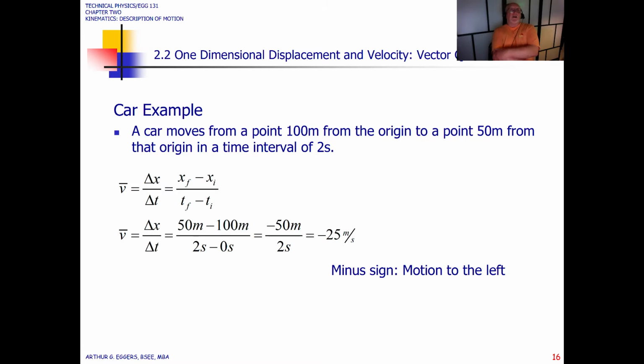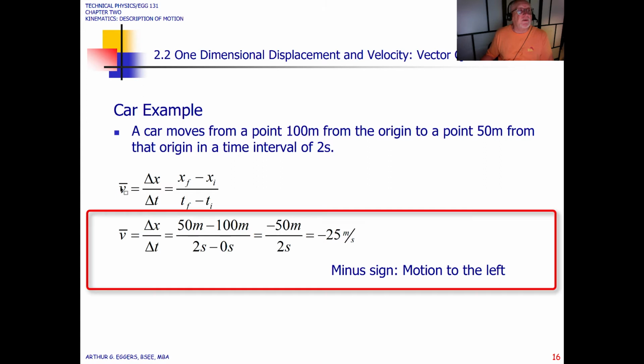So if we look at a car example, a car moves from a point 100 meters from the origin to a point 50 meters from that origin in a time interval of 2 seconds. Okay, so those are our knowns. Point 1, 100 meters, point 2, 50 meters, across 2 seconds. So now if we look at the relationship that we just defined, we've got terms for every one of those. And you say, well, no, we don't.